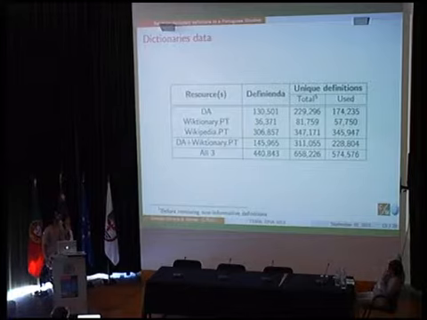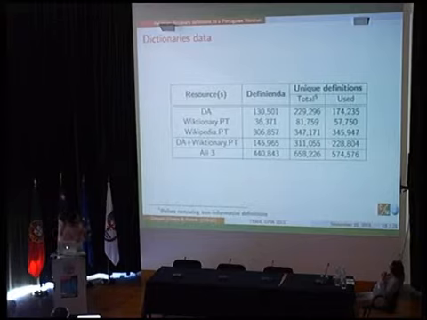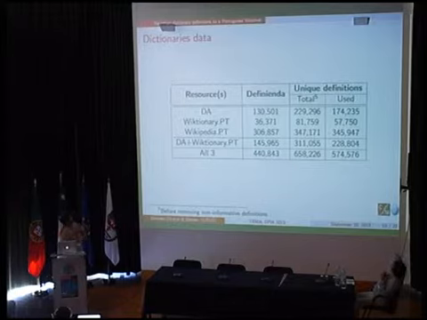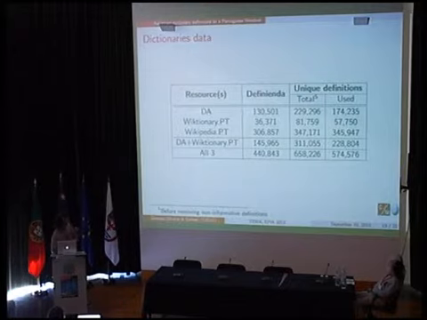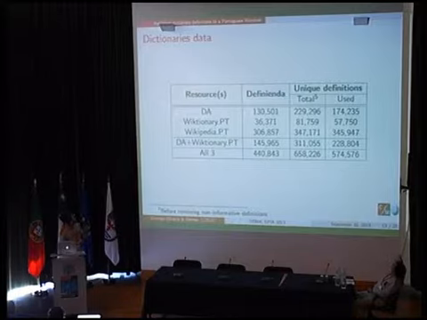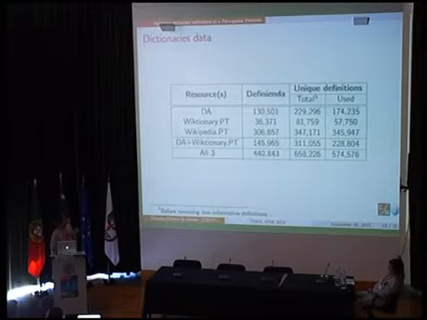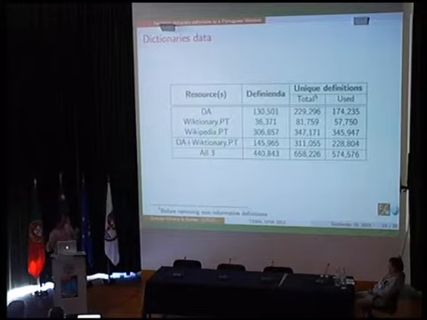And these are the sizes of the dictionaries we obtained. The largest dictionary was extracted from Wikipedia, then Dicionário Aberto, and then Wiktionary PT. As expected, Wiktionary is a much smaller resource, so it has fewer definitions. Then we merged Dicionário Aberto and Wiktionary PT in order to have a larger dictionary, and then we merged all the three.